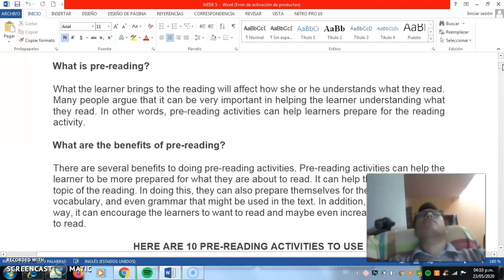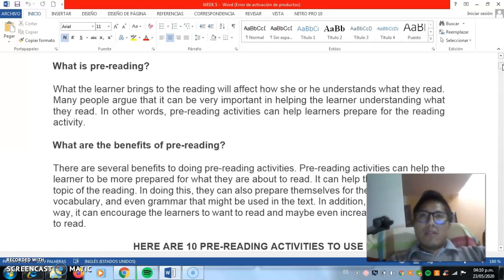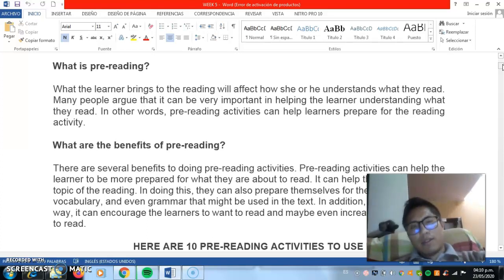Of course, pre-reading activities are necessarily important. First of all, to have a previous idea about what the topic will be about. Okay, this is the main idea. Of course, pre-reading activities help us teachers, so that the students can get a previous idea about the topic and some important vocabulary that they need to know before reading this activity, and this reading activity will be easier to understand for them.